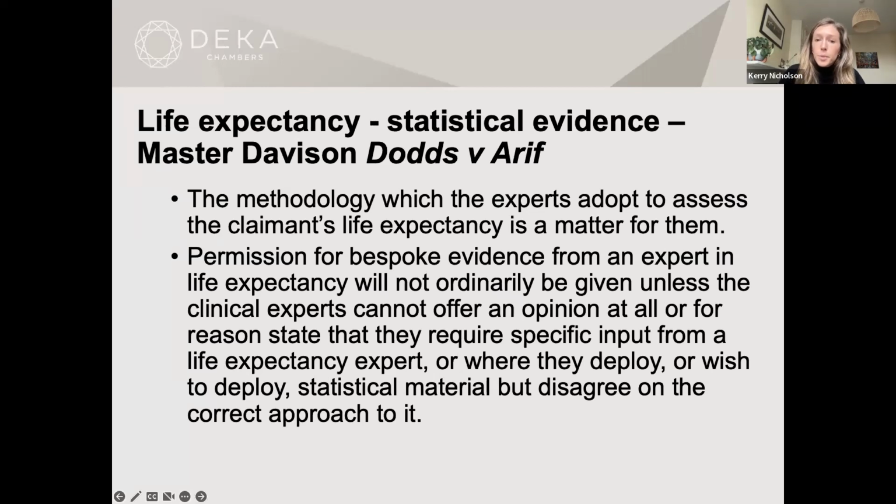And then finally, permission for bespoke evidence on life expectancy can be needed if, for example, the clinical experts can't offer an opinion on life expectancy at all, if they give reasons stating that they need some input from a life expectancy expert for whatever reason, or they agree on the statistical material but they don't agree on how to deploy it. So really they can only get the input of a life expectancy expert if they can't determine it themselves, or for some other reason they require that specific input.